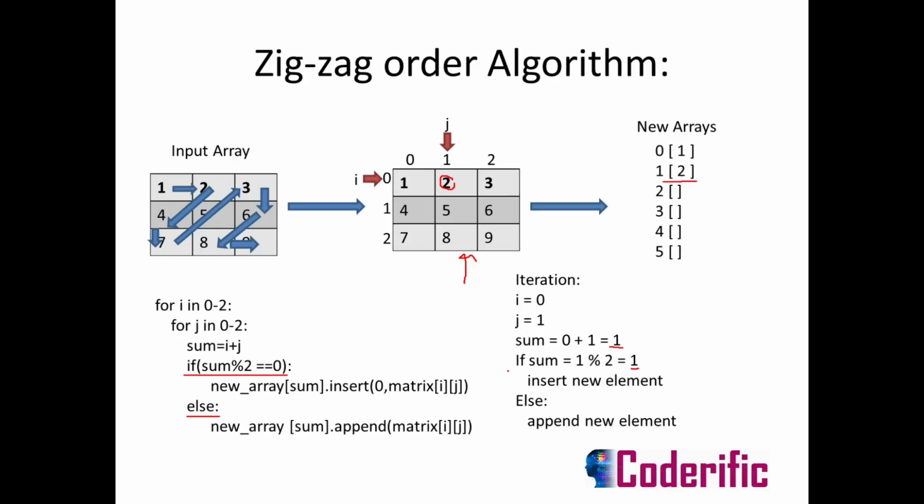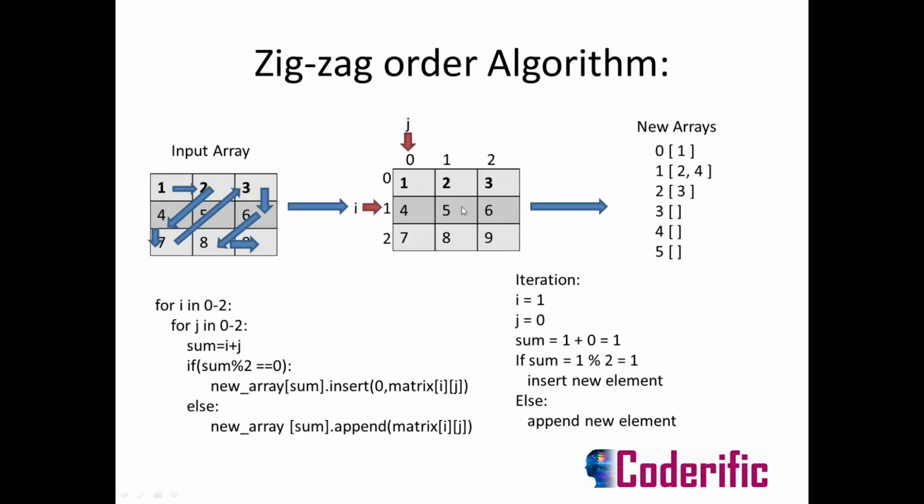Keep moving on to the next iteration, when j is updated to 2 and the sum's new value is 2. 2 remainder 2 is equal to 0, which is true for this if block, so we insert at the beginning of new array of sum, which is new array of 2. At the beginning of it, we add matrix of ij, which is the 0 by 2 element, and we have added 3.